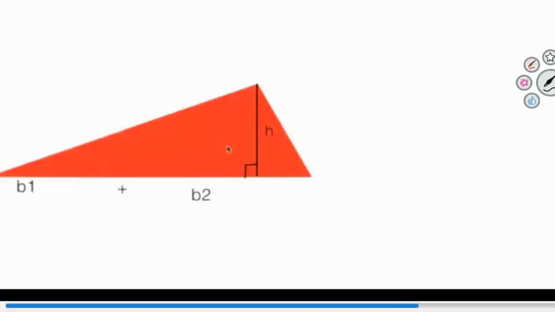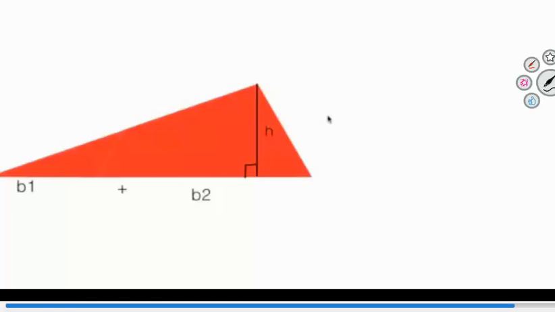Well, what is my base? Well, my base is just going to be my original B1 plus my original B2. If I add those together, that will be the base of this triangle. The height is still this height. Okay. So to find the area of this triangle, I would do B1 plus B2 times the height and then divide all of that by 2 because it's a triangle.